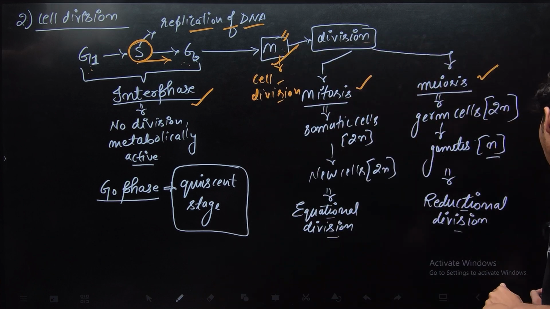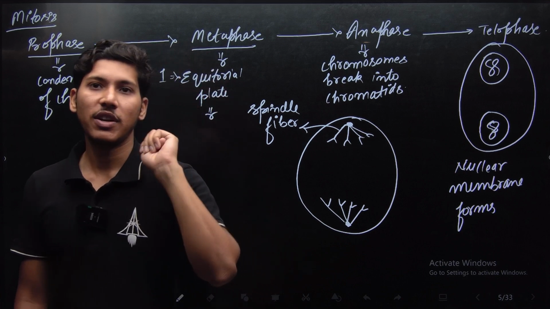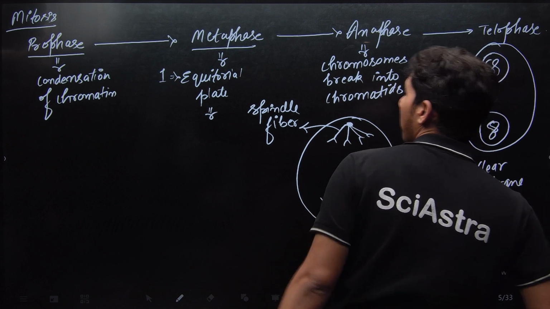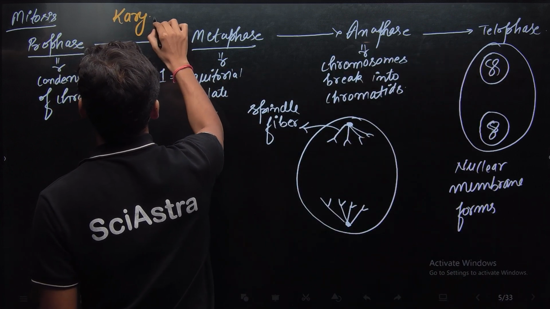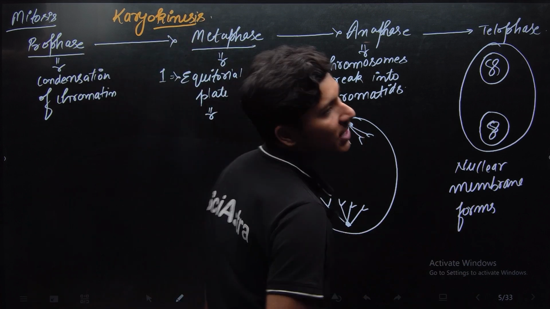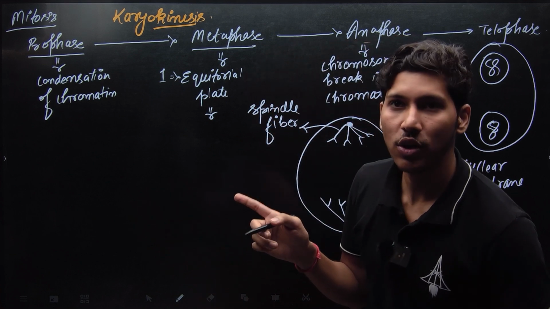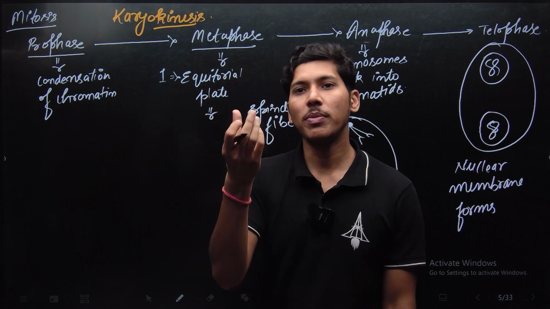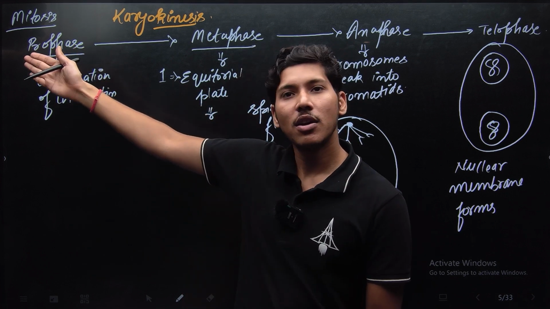Clear? Let's move ahead. Now mitosis is divided into 4 different phases: prophase, metaphase, anaphase and telophase. By the way, these phases are known as karyokinesis, because here the nucleus divides, not the cytoplasm. This is the phase where the nucleus divides, not the cytoplasm. So in prophase, we know that the chromosome is present in decondensed form earlier. That's why it starts to condense in prophase.